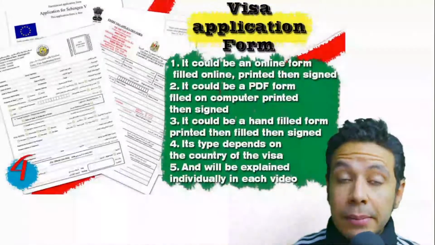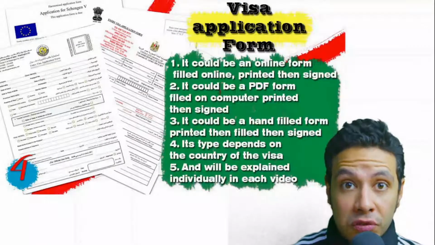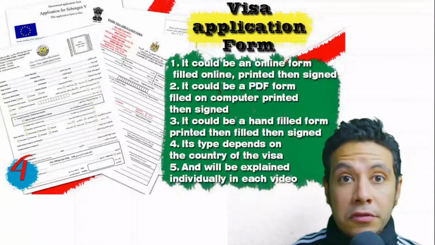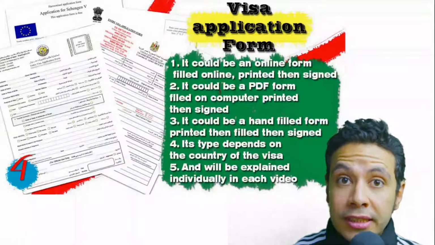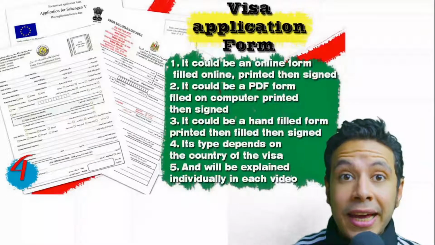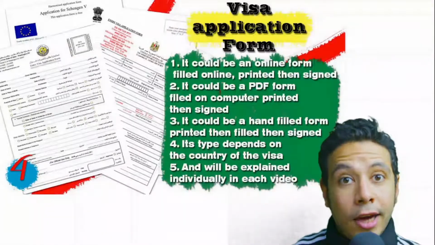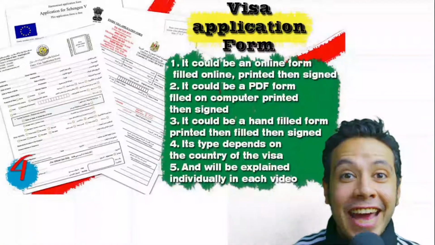Speaking about the visa application form, in general cases you need only one copy, but sometimes you might be required to submit two copies or even three. Visa forms are different from one country to another. In general cases, you should print it and fill it manually, but many countries now provide their application form on an online platform, so you can fill it online, then print it and sign it. Anyway, for the application form, you just fill it as we do in the video.